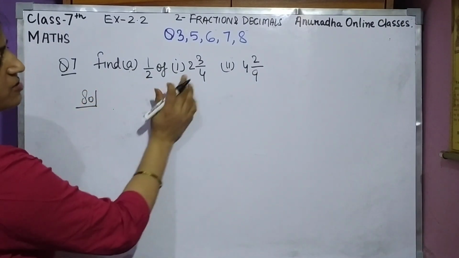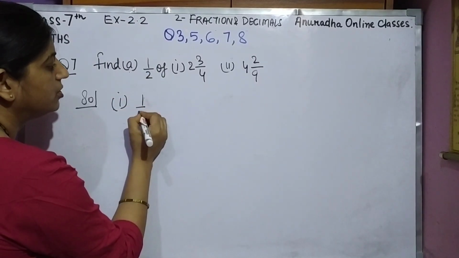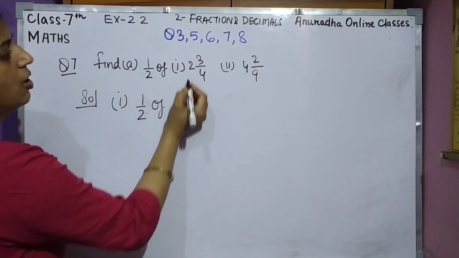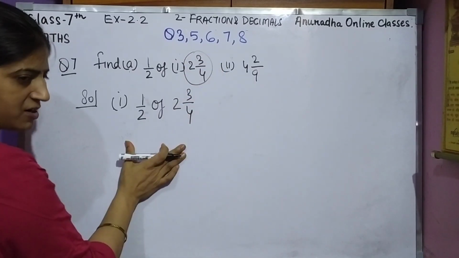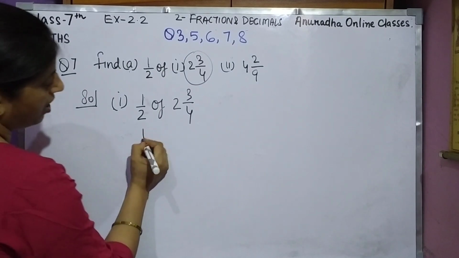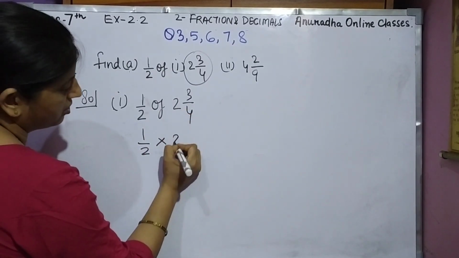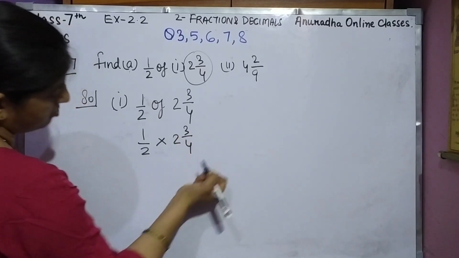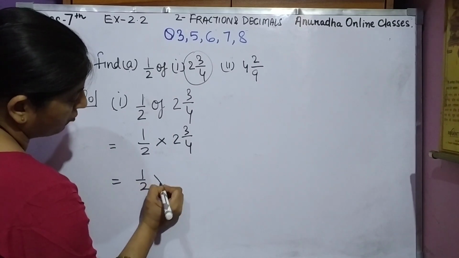Solution. We will do A's first part. The first part is half of, right? Of what? Of 2 3 by 4. This is the first part. So half of means what? Multiplication. And firstly write it down like this only. Okay, then 1 by 2 of is multiplication.